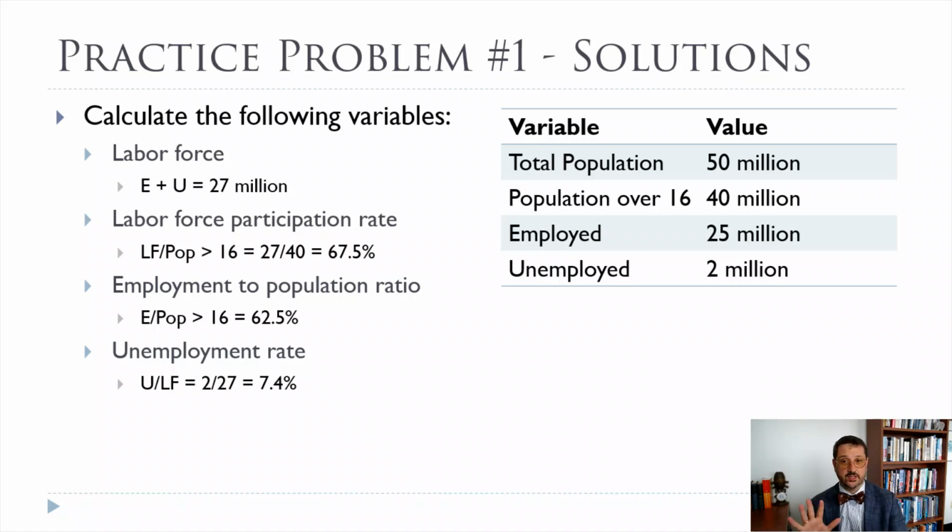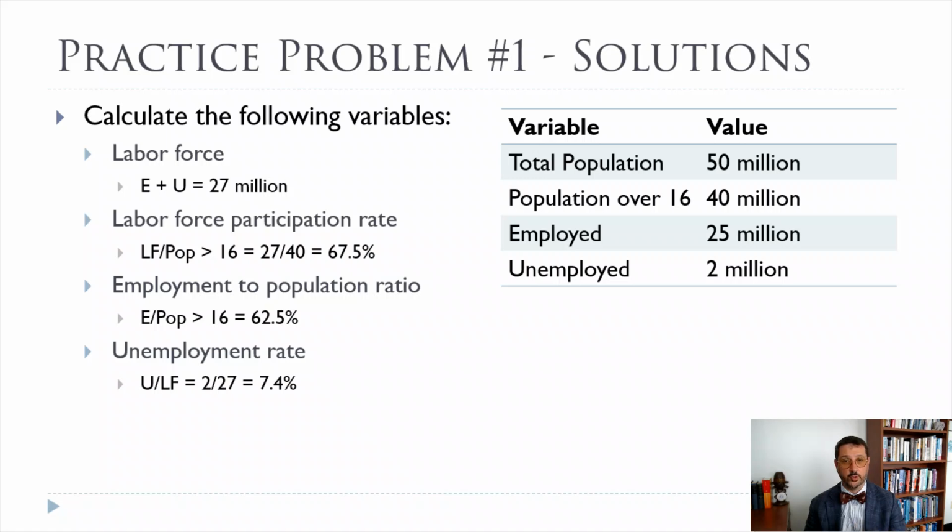Now we're going to need that number in order to calculate the labor force participation rate. That is just the labor force, 27 million, divided by the population over 16, 40 million. And so 27 divided by 40 is 67.5%. Now the danger here is using the 50 million instead of the 40 million, right? Now, remember, the 50 million includes a whole bunch of kids. And in modern economics, we no longer think those kids should be working, right? They should be in school building up their human capital. So just make sure you use the population over 16.